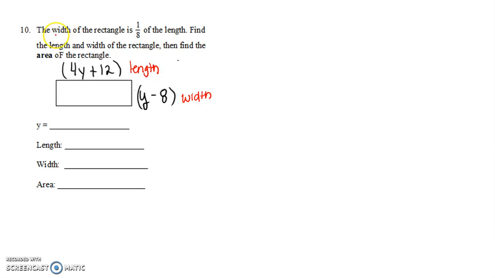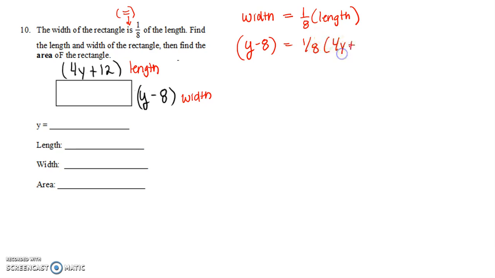Okay, so I always write it as words. The width of the rectangle is, means equal, is 1/8 the length. So the width is y minus 8 and the length is 4y plus 12. All right, so let's go ahead and solve. I'm going to go ahead and multiply 8 on both sides to eliminate my fraction.